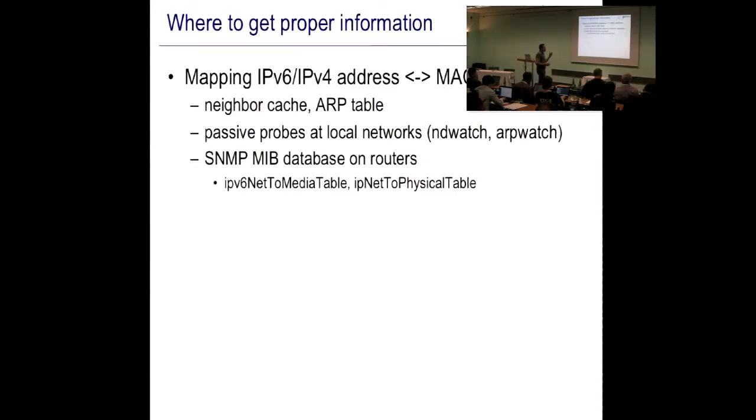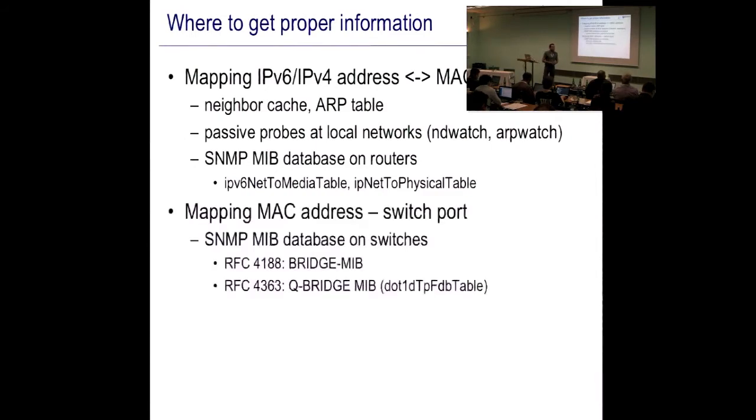The first one is to get this data from the router, for example, through the SNMP protocol. There are two MIBs where the data should be stored. Or we have another opportunity: to do passive monitoring on the network, listen to ARP and neighbor discovery packets, and store this information in some database. So we have the first level of this data.